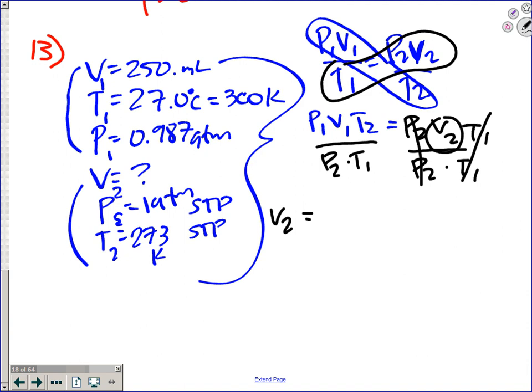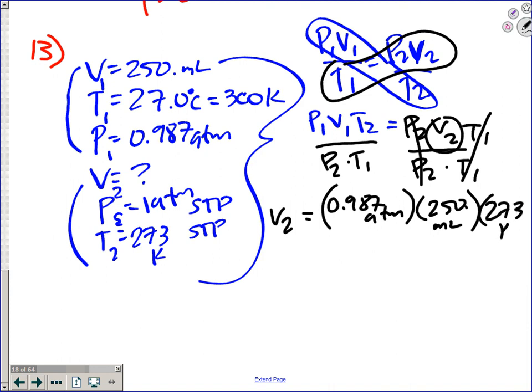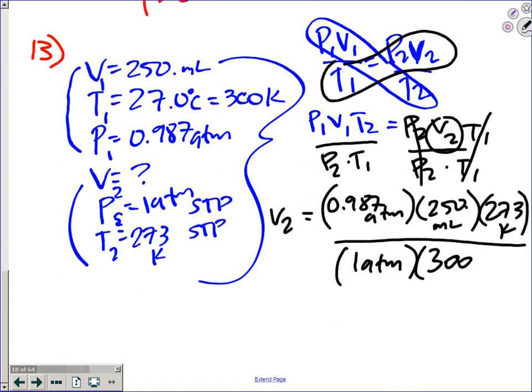So P1 is 0.987 atmospheres. V1 is 250 milliliters. T2 is 273 Kelvin. P2 is 1 atmosphere. And T1 is 300 Kelvin.